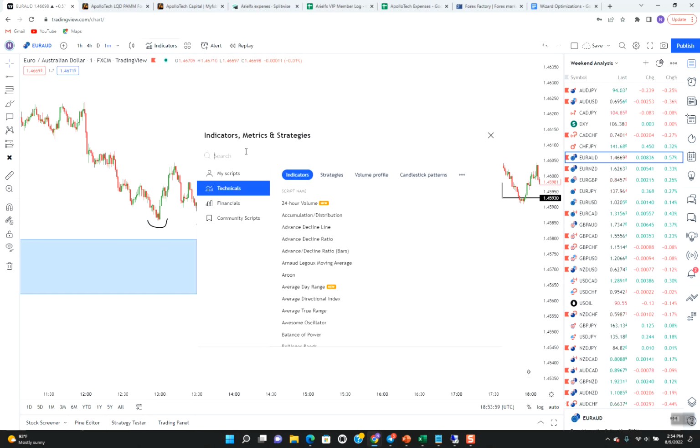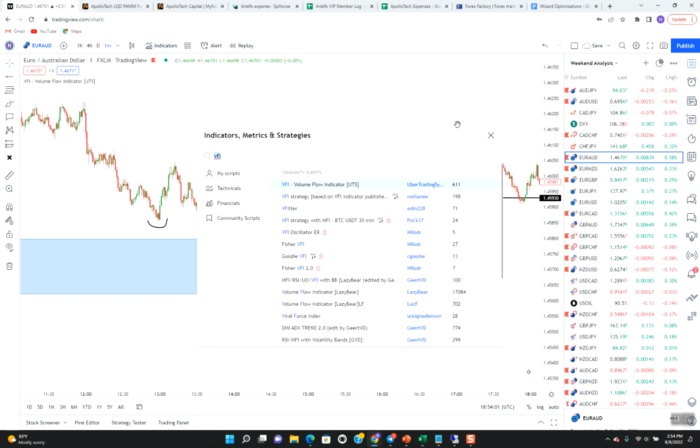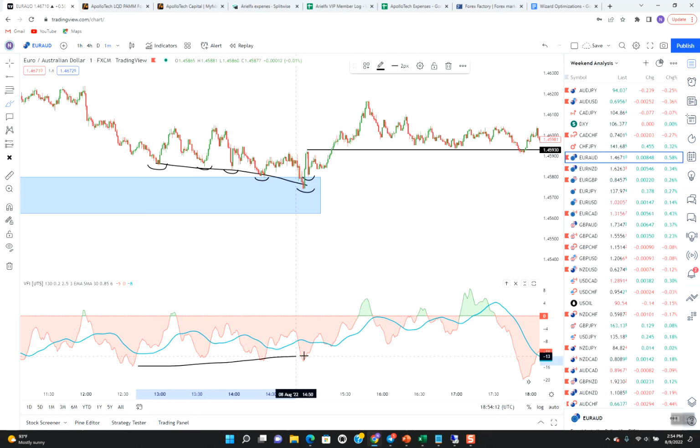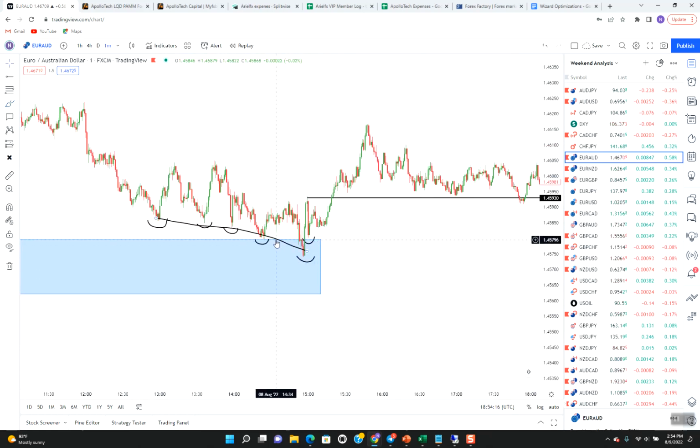Now, I actually didn't even check the VFI here. This is the first time I'm checking this. Let's just see if we have divergence. In this case, we have a little bit of divergence. We can see price is still pushing down, while volume at the same level is starting to rise a little bit. So not much divergence, but we do have a little bit. I use divergence as a confluence. It's not always necessary for me to take a trade.